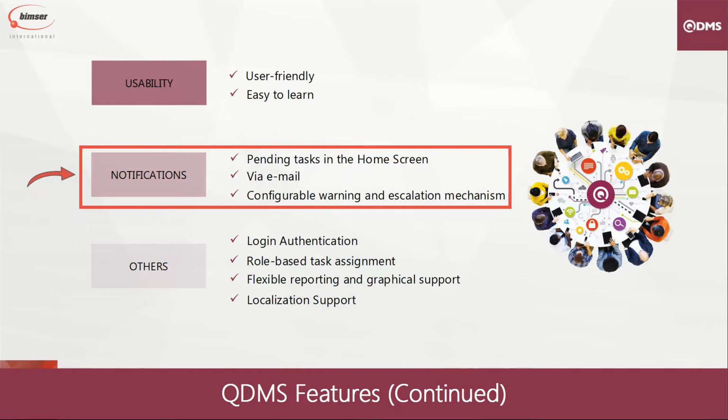Whenever a user needs to complete a task, such as review or approve a document, they can be notified via email, along with an added task to the user's home screen for quick access. This notification system ingeniously incorporates a configurable warning and escalation mechanism. So for example, a user creates a document that needs to be approved, but the task hasn't been done in, let's say, 3 days. What this mechanism does is send a warning email to prompt the action of the next person in charge.